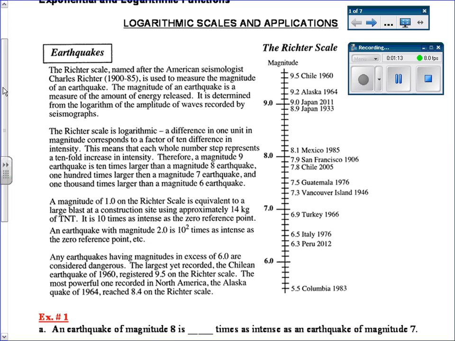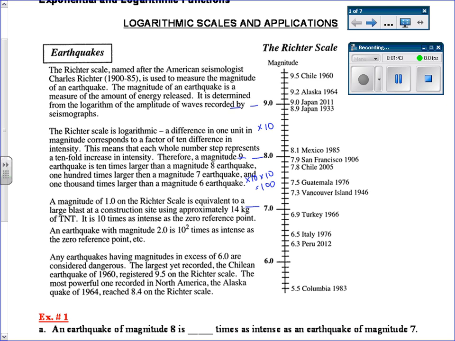So the difference between 8 and 9 would be a factor of 10, right? So that would be times 10. The difference between, let's say, 7 and 9 would be times 10 times 10, right? Or 100. So each whole number step represents a 10-fold increase in intensity. A magnitude 9 earthquake is 10 times larger than a magnitude 8 earthquake, 100 times larger than magnitude 7, and 1,000 times larger than a magnitude 6 earthquake.